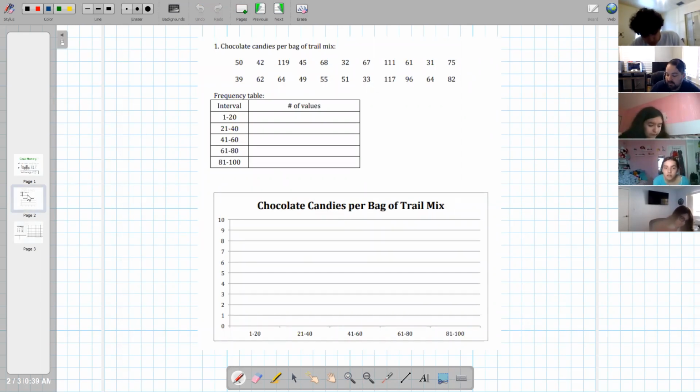There's a list of the number of chocolate candies per bag of trail mix. So somebody sat down with a bunch of bags of trail mix and counted out how many of the little chocolate candies or the M&Ms were in each bag. And they got the following data: 50, 42, 119, 45, etc. Our job is to create a frequency table and then to create a histogram from that information. The easiest way that we can create a frequency table, our best bet here, is going to be one of 2 things really. Option 1, we can do tallies.